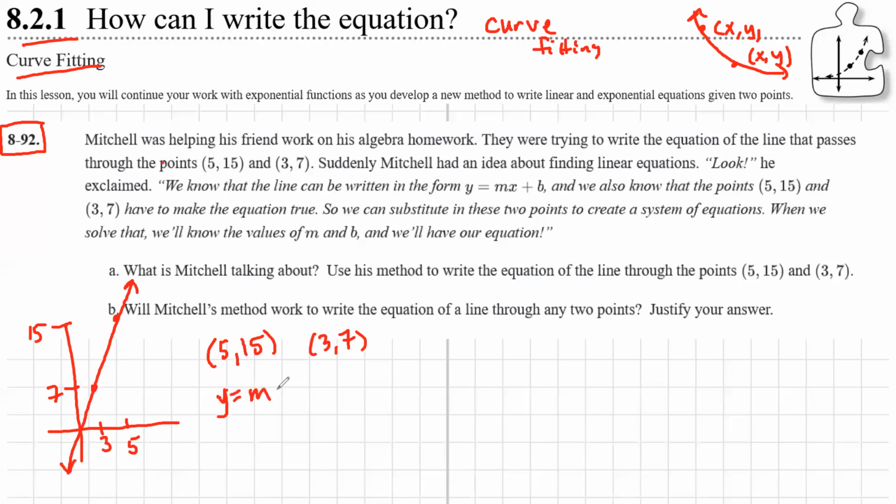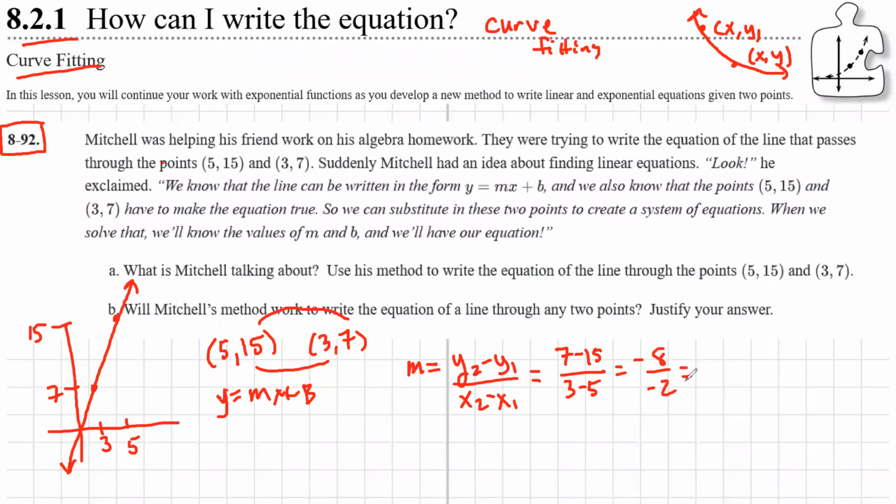The line is y equals mx plus b. We could do that because we have a slope formula. Our slope formula is m equals (y2 minus y1) over (x2 minus x1). This is good review for the CASP, or what used to be called the STAR test, if we're going to take it. I don't know, that's still up in the air. So we find the slope: 7 minus 15 over 3 minus 5. I get negative 8 over negative 2, a negative divided by a negative is positive, so the slope is 4.